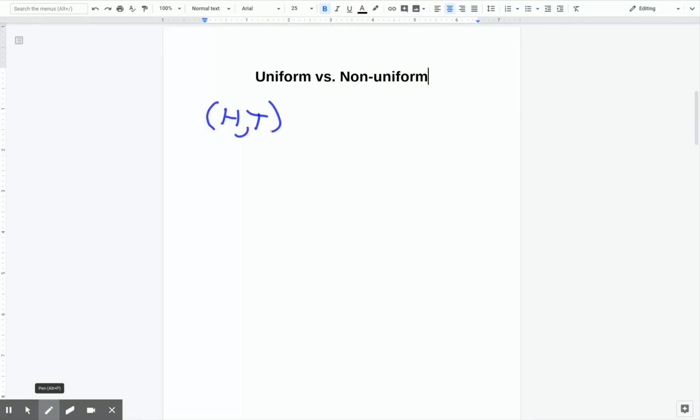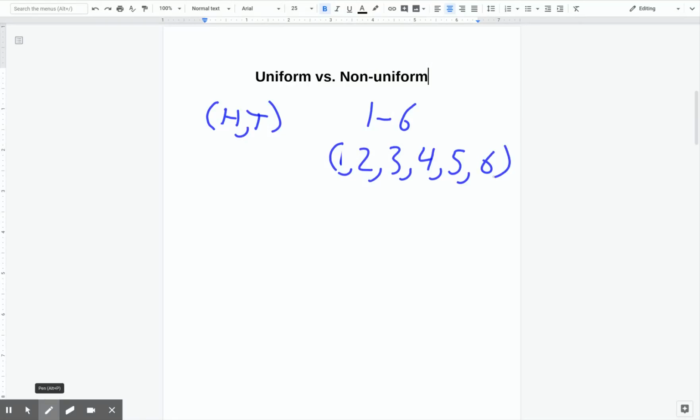Another option would be rolling a die. So rolling a die, right? We have numbers 1 through 6. And so our sample space would look like this: 1, 2, 3, 4, 5, 6.